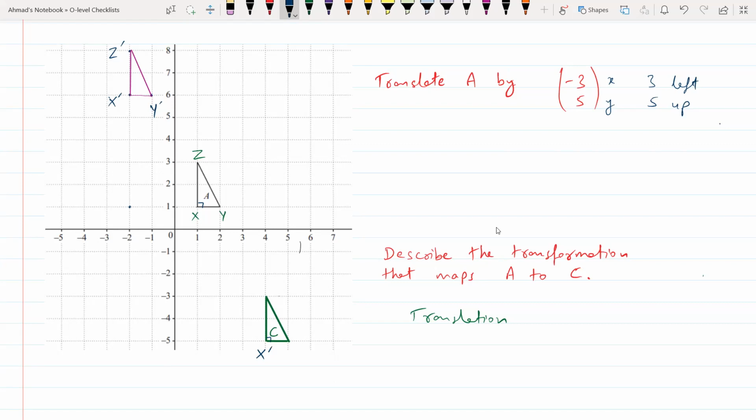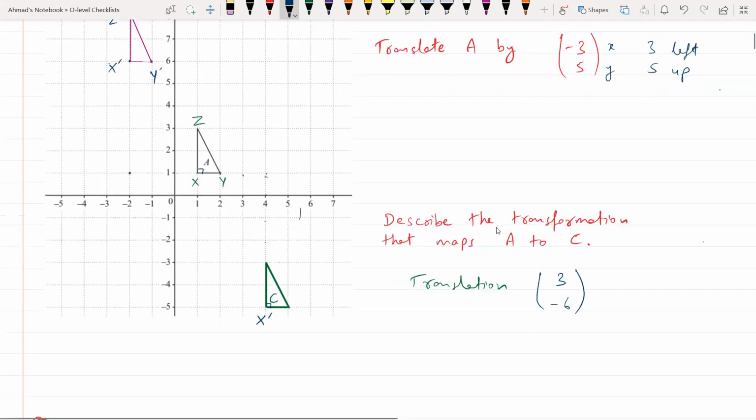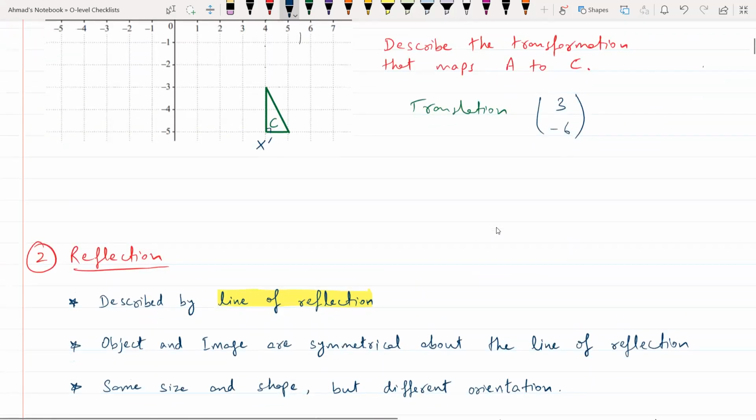So how many units are we moving horizontally? X को हम 1 2 3 units right आ रहा है. So it's going to be 3 here, the horizontal component, and then you're going 1 2 3 4 5 6 units down. So down ja rahe hain, so that's going to be -6. So this is the column vector that represents this translation. Okay, all right. So that was fairly straightforward.